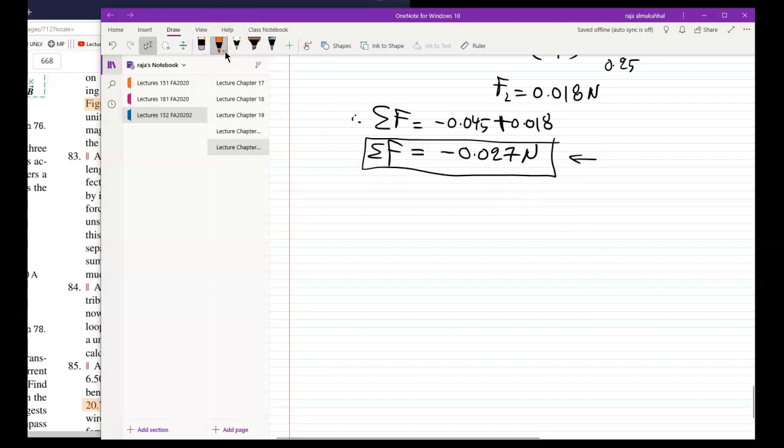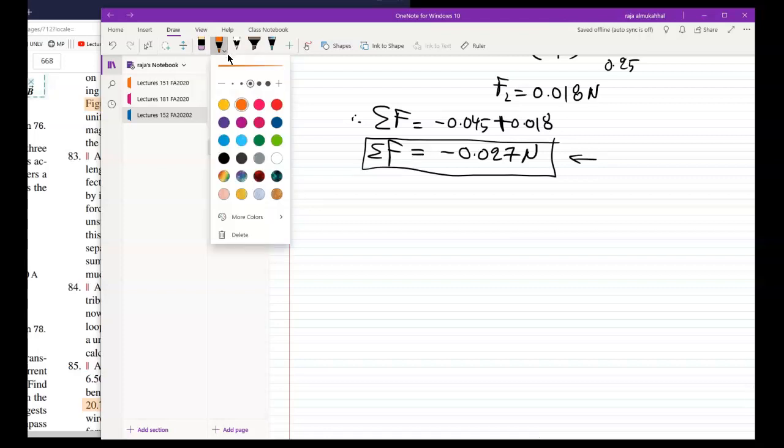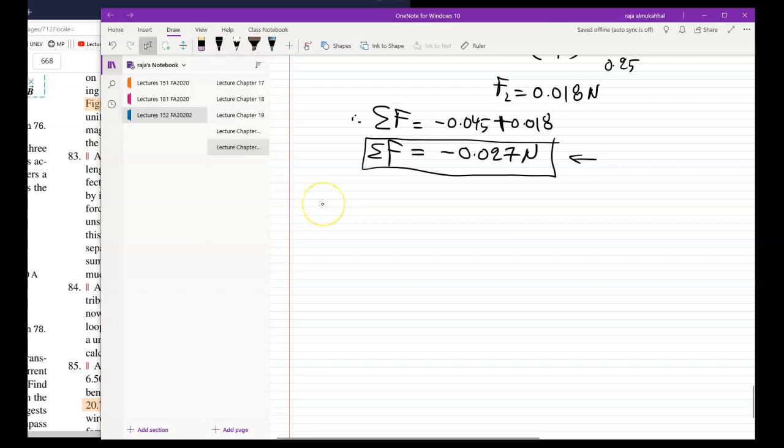Again, these are examples from my notes. I think I'm running out of battery. I'm trying to erase the darn thing. There we go. Okay, here's another example.